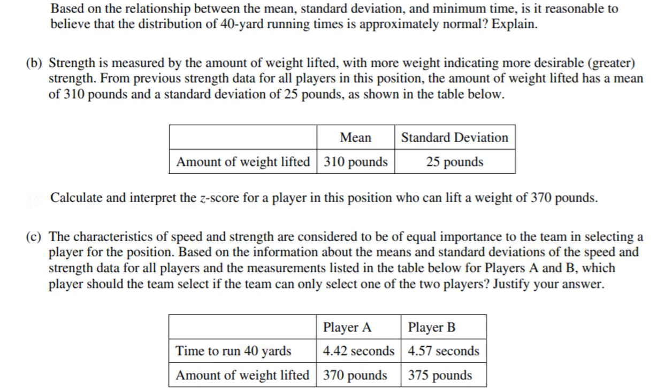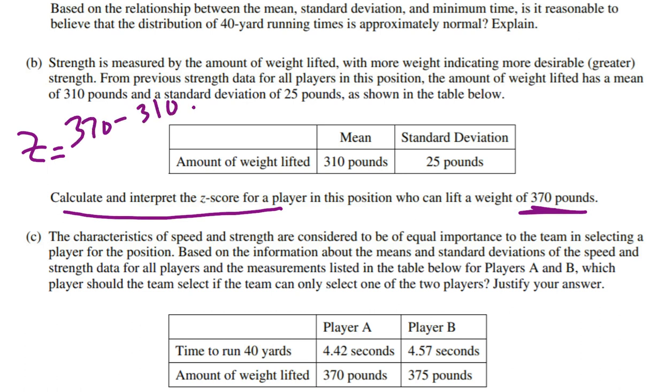So part B of the question: strength is measured by the amount of weight lifted, with more weight indicating more desirable strength. So here we're going to calculate a z-score for this person. That's what it's asking, calculate and interpret the z-score. So to get a z-score, just like we did before, z equals the observation, which in this case is 370 pounds, which sounds impressive, minus the mean of 310 over the standard deviation of 25. So 370 minus 310 gives you 60, and then we divide by 25, and we get a z of 2.4.